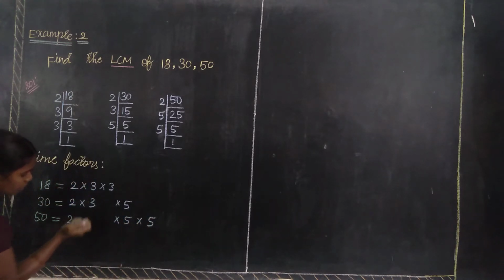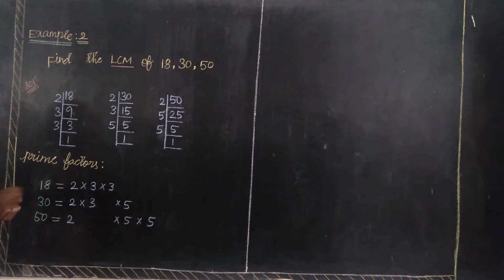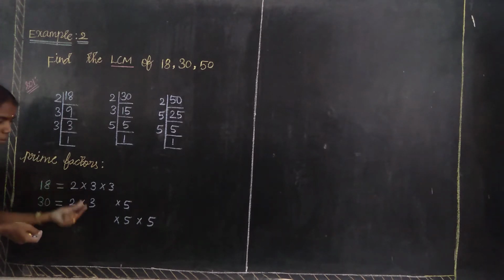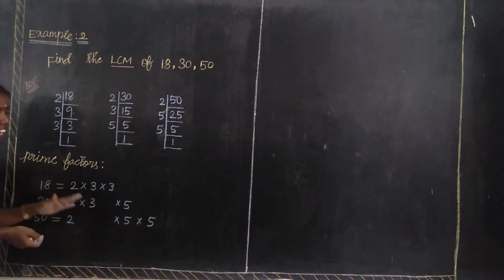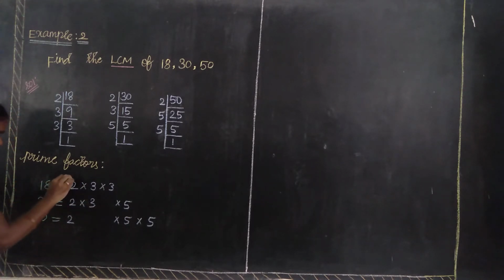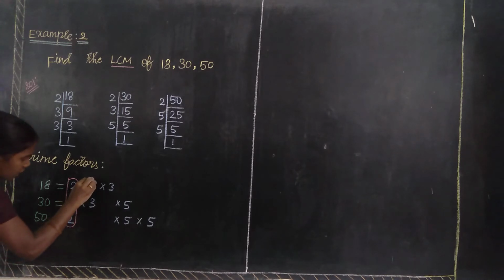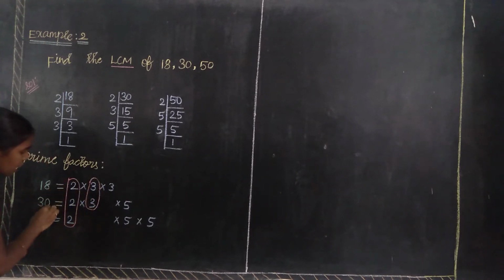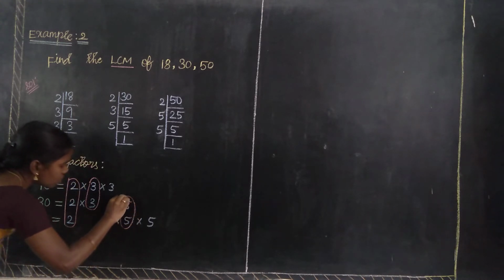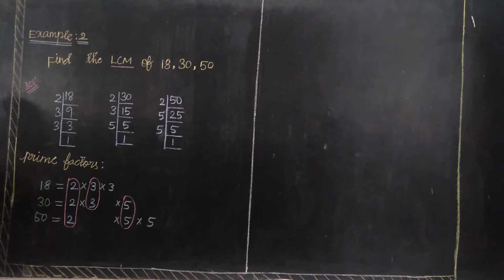See, 2 is the common factor in all of the numbers. There are 3 numbers here, 18, 30, 50, and 2 is common to all 3. And 3 is common to 2 numbers, 18 and 30. And 5 is also common to 2 numbers, 30 and 50. So 2 only is common to all of the numbers.